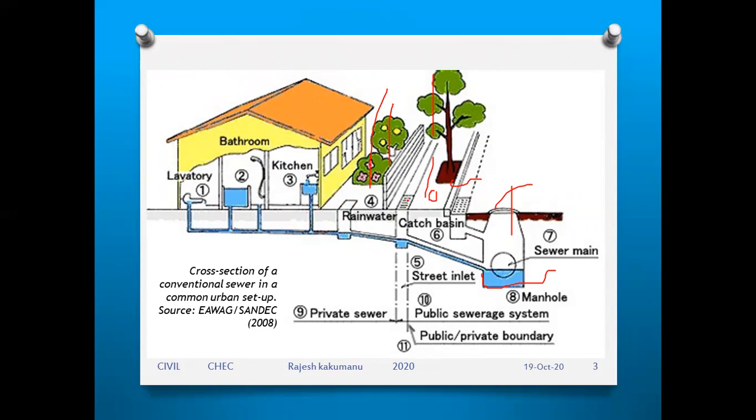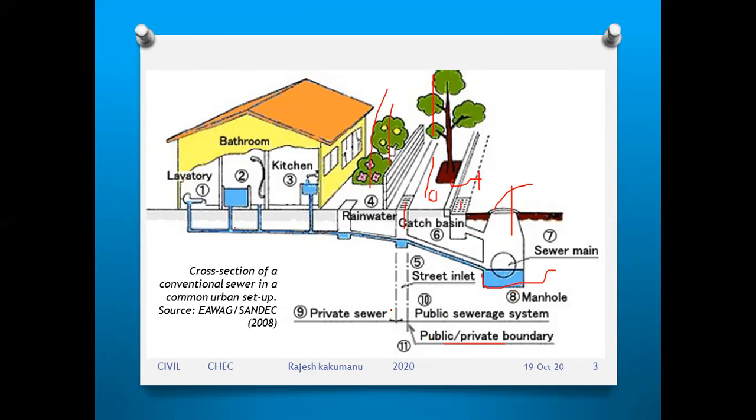This is a catch basin where the rainwater is falling, and this one again is going to the catch basin. Next, this is going to the main sewer pipe. Whatever rainwater is falling goes into the catch basins and falls into the main sewer pipe. At the same time, the street inlet, 5, right? This is a 6, this is a 7, the 8th one is a manhole, the 9th one is private sewer pipes, the 10th one is the public sewer system, the 11th one is the public-private boundary.